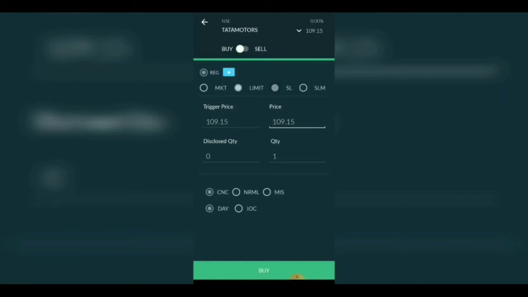The SL option, that is the stop loss option, enables you to buy at a specific price, and also you could provide a stop loss price for your trade in the trigger price area. Thus, if the stock reaches that price, it will be squared off. For example, if you buy at ₹10 and you intend to sell it if it goes below 7, you could provide the 7 as trigger price. In option SLM, that is stop loss market, you can put a stop loss and buy at market price.